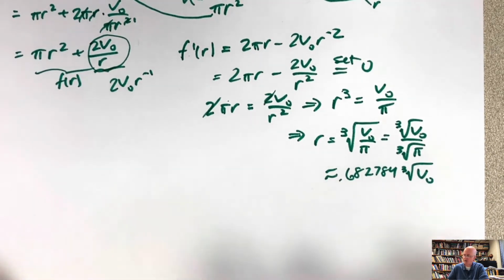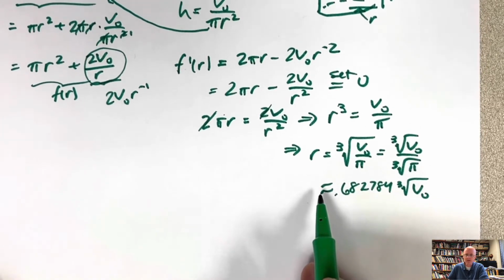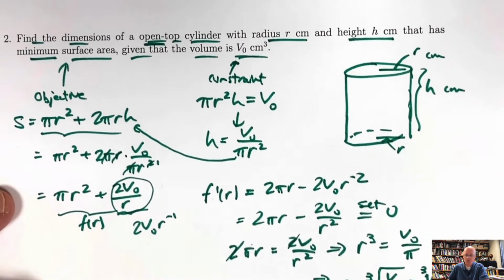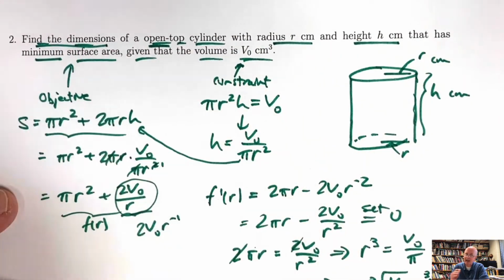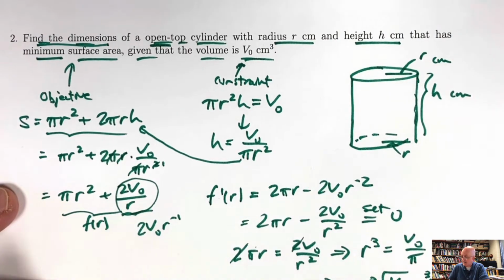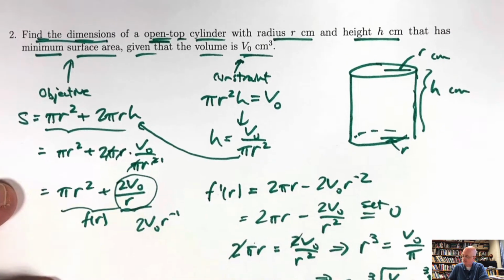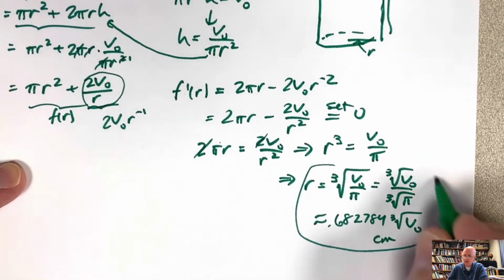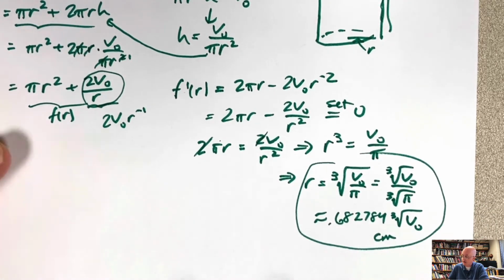What is this? This is the critical point. This is the value of r where f prime is 0. It will correspond to the minimum surface area. Our goal is to find the dimensions in this case, not the actual minimum surface area, though we could. Everything depends on v0. This is in centimeters. That is going to be the value of r. That does give the minimum surface area. If you have a particular number for v0, you can plug it in there, take its cube root, and multiply.